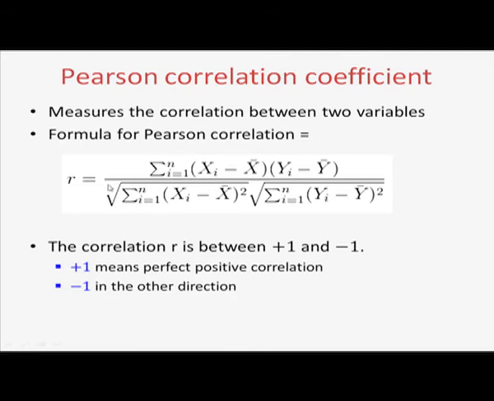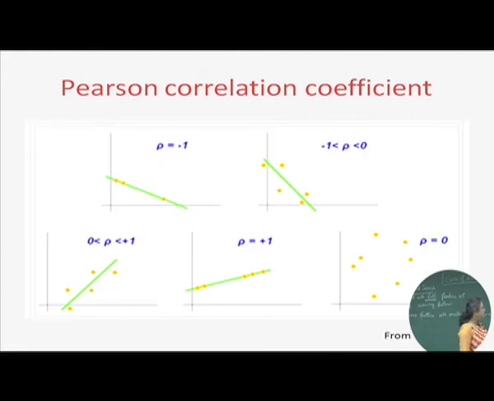Correlation is given by the following formula: R equals the sum over all the training examples of (xi minus x bar)(yi minus y bar), where x bar is the average value of the random variable x, which is a feature, and y bar is the average of the random variable y, divided by the product of their deviations. The correlation value is between +1 and -1. +1 means perfect positive correlation, -1 means perfect negative correlation. Both close to +1 and close to -1 mean highly correlated. Closer to 0 means no correlation. So you want to select features which have high positive or high negative correlation.